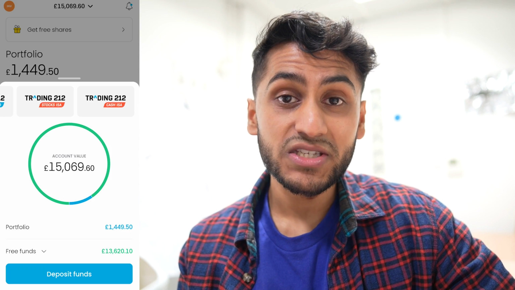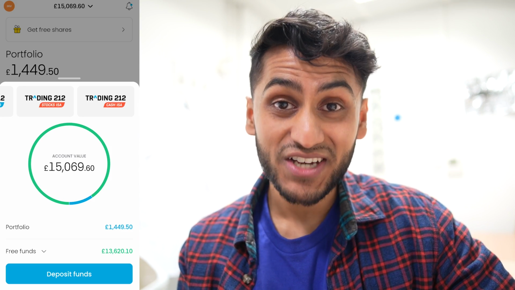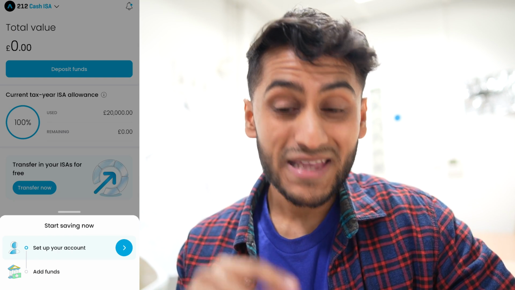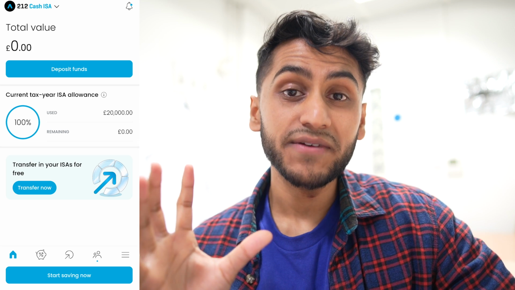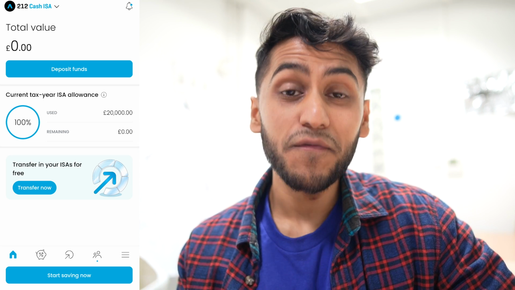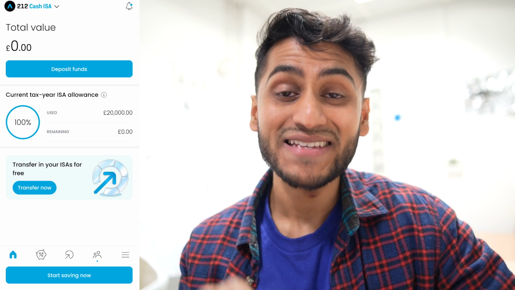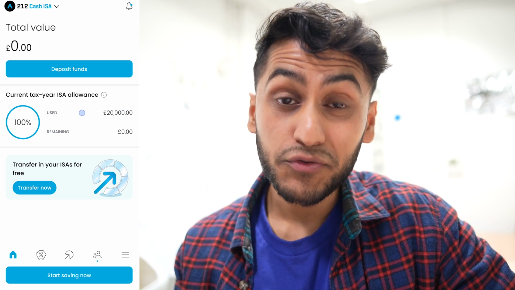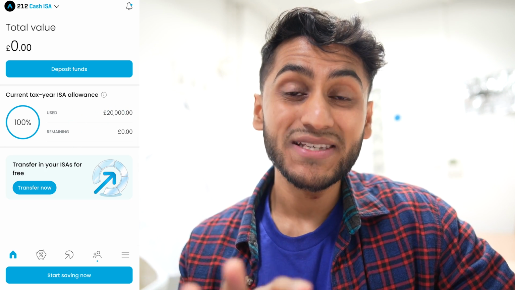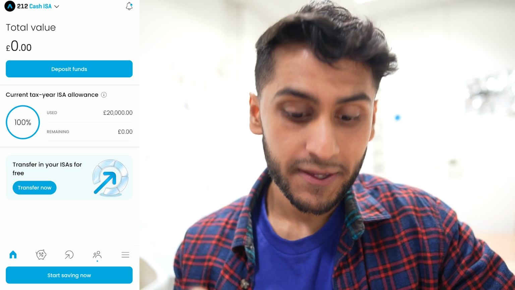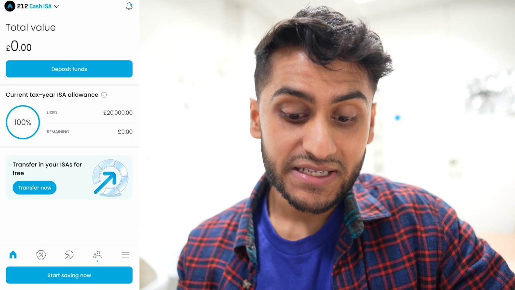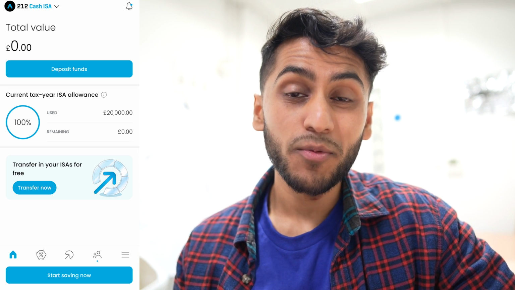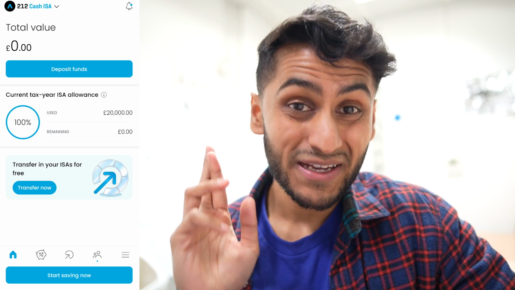So if we go into this new menu called Trading 212 Cash ISA, we can see this brand new section of the app which we've never seen before. It's got a nice look to it. I've already made a video explaining more about this Cash ISA. Of course, you can see that my current year's tax ISA allowance is maxed out, so I am using 20,000 out of 20,000 of that, so I can't actually use this Cash ISA at this point in time anyway. You can also, it seems, transfer into your ISAs for free, and so this button should be working. I have some comments down below saying it's not working. Hopefully that works for you.